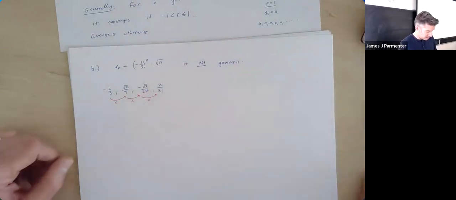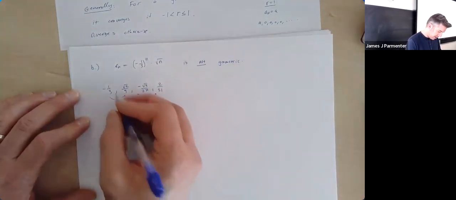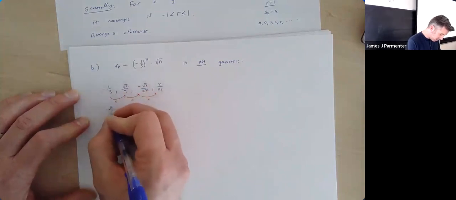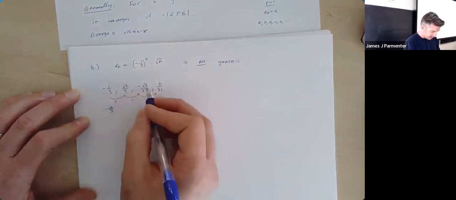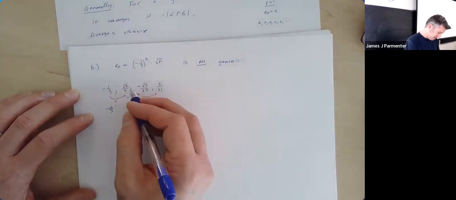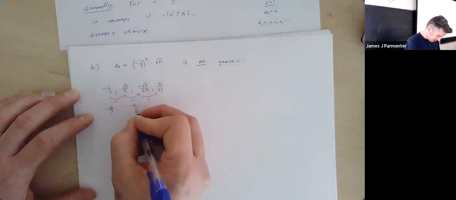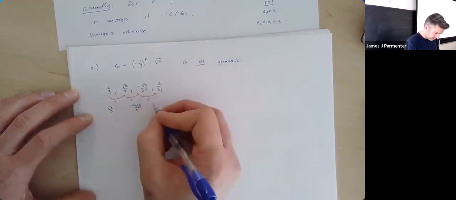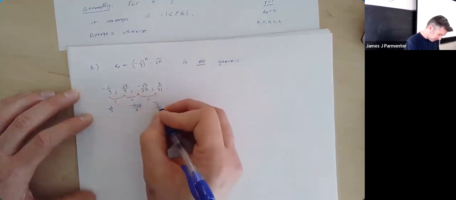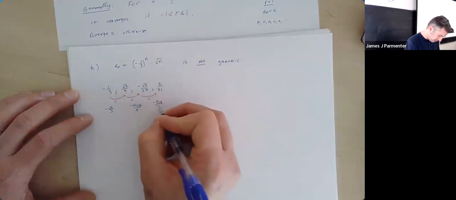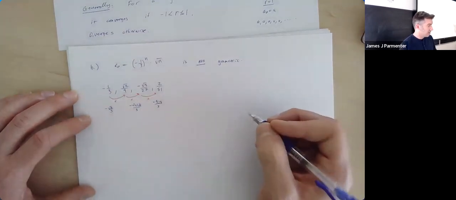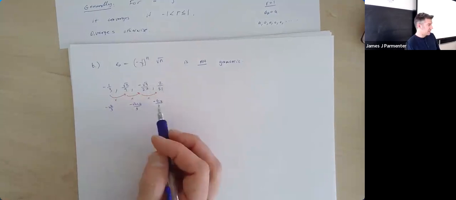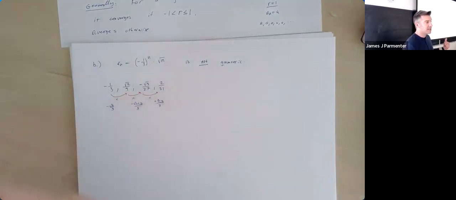So this is not geometric. To get from here to here, I'd have to multiply by negative root 2/3. And to get from here to here, I'd have to multiply by negative root 3 over root 2/3. And to get from here to here, I'd have to multiply by negative 2 over root 3 over 3. It's not the same. So if you're multiplying by different things each time to get to the next thing, not that you're always thinking of it that way, but that's one way to think of it, it's not geometric because your ratio is not constant.